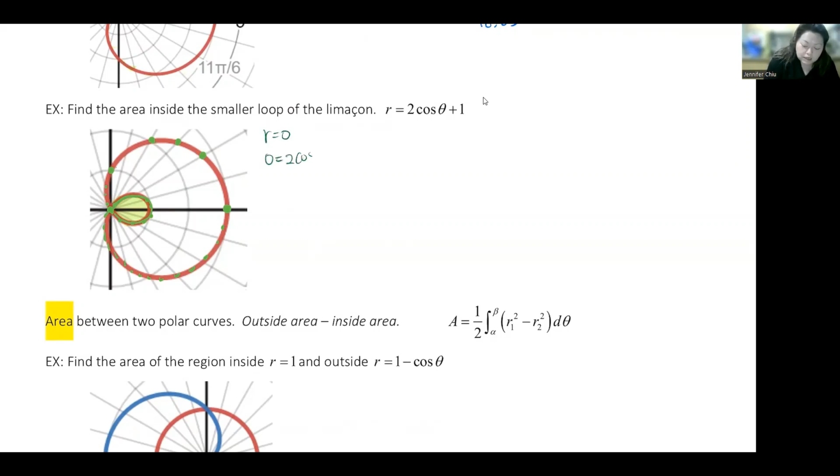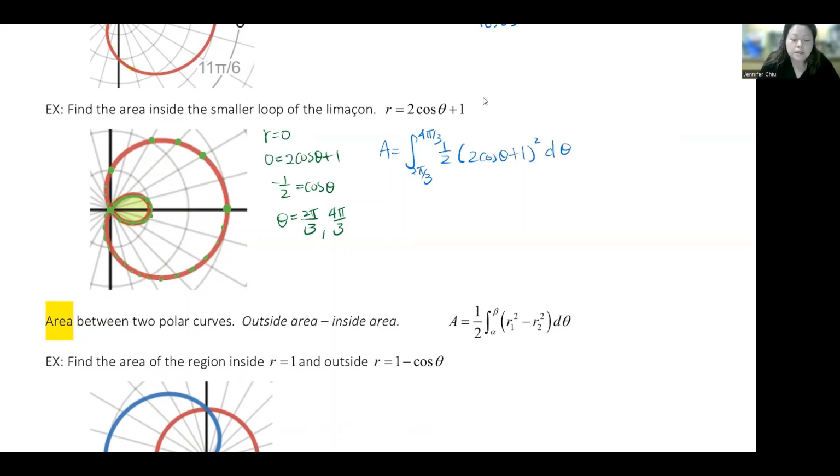So 2 cosine theta plus 1 equals 0. So that means negative 1/2 equals cosine theta. Hence theta equals 2 pi over 3 and 4 pi over 3. So those are the limits of my integral, okay? So your integral is going to look like this. You're going to have area equals the integral from 2 pi over 3 to 4 pi over 3 of 1/2 r squared, (2 cosine theta plus 1) squared d theta.